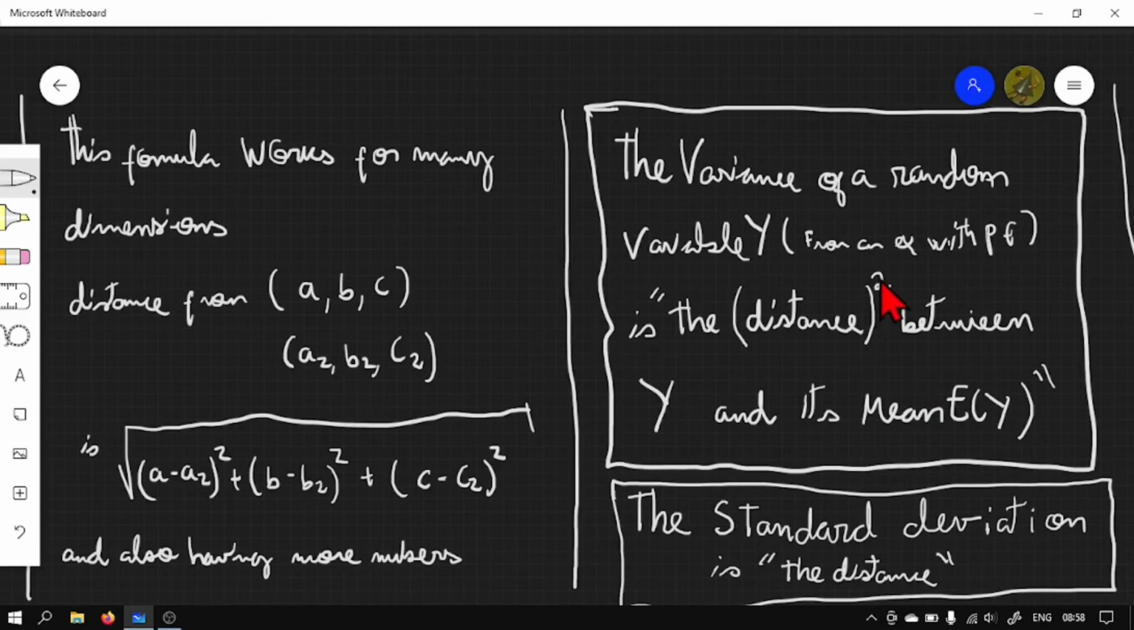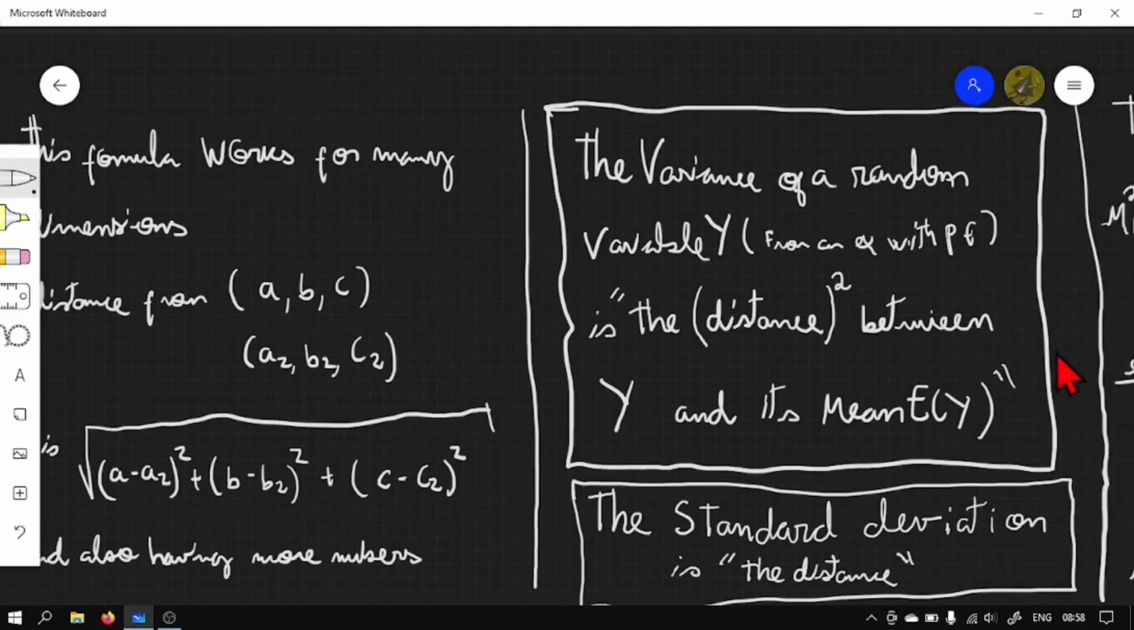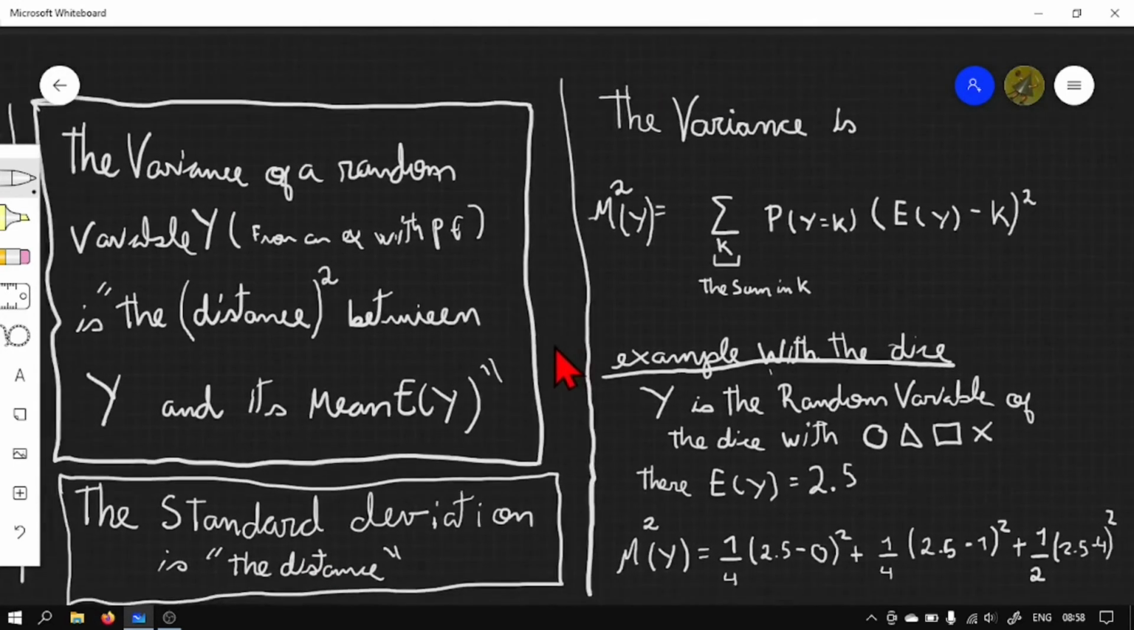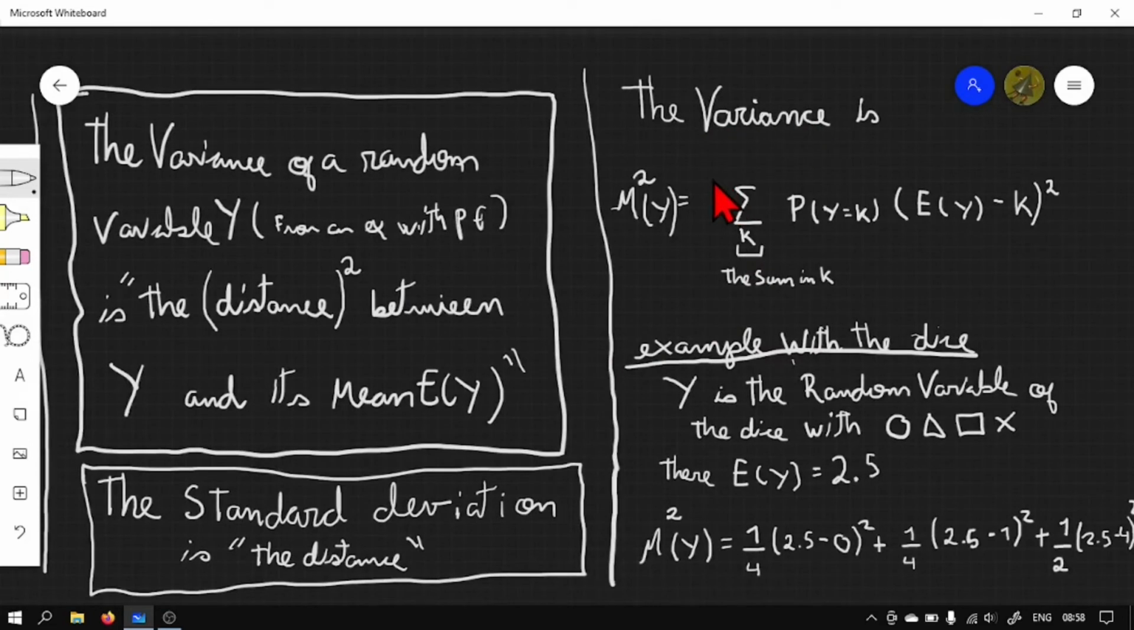So let's continue and see in formula what these two things mean. So the variance is defined as what I have here. The variance of a random variable y will be here. I put, this is the symbol for the variance. Notice that here we have the square already put there. So it's the sum. Here I have the probabilities of y being equal to k. And then we sum over all the values that this thing has, which is the mean of y minus the value of y. The value of y is k.